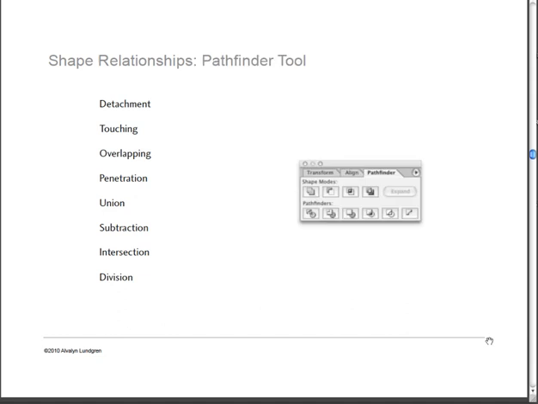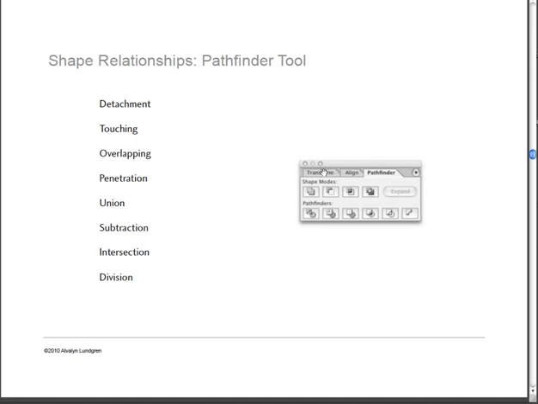Shape relationships will relate you to the Pathfinder tool in Adobe Illustrator. If you are familiar with Illustrator at all and you've ever had to take two shapes and make them one shape, hopefully you've used the Pathfinder. So you select both shapes and then find the Pathfinder and click on this, and then you expand it and you have one brand new shape.